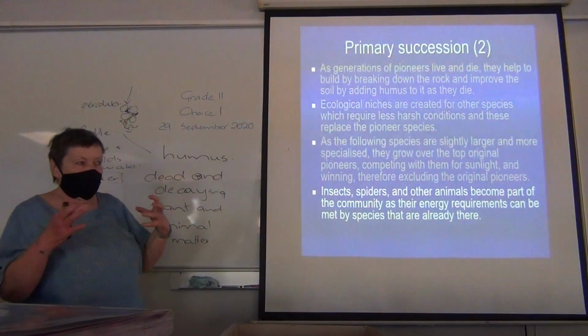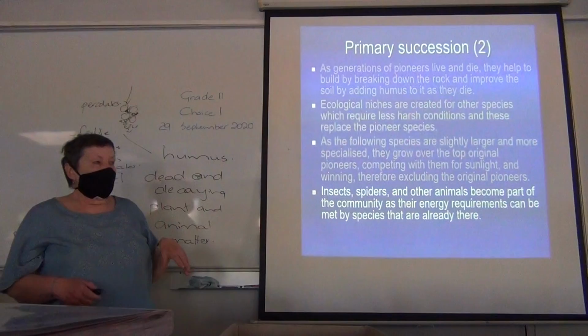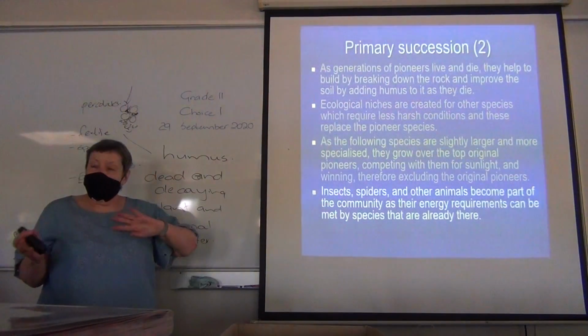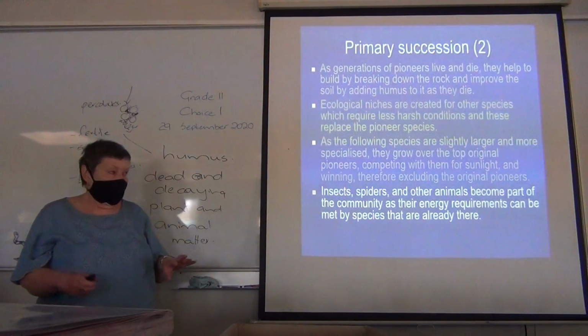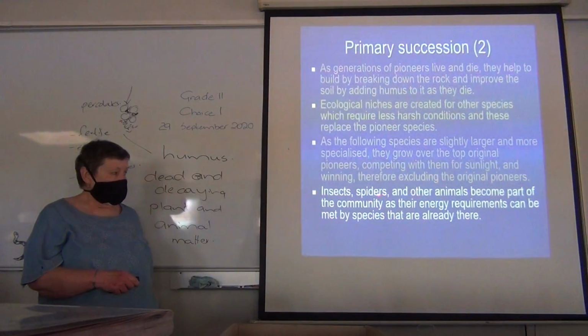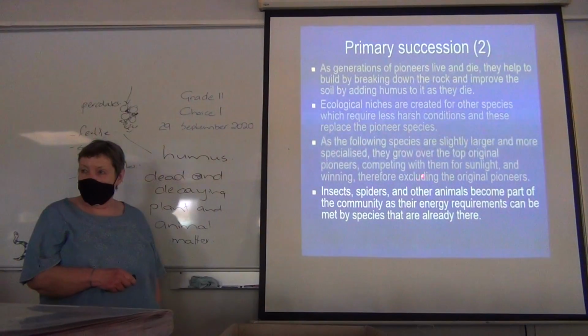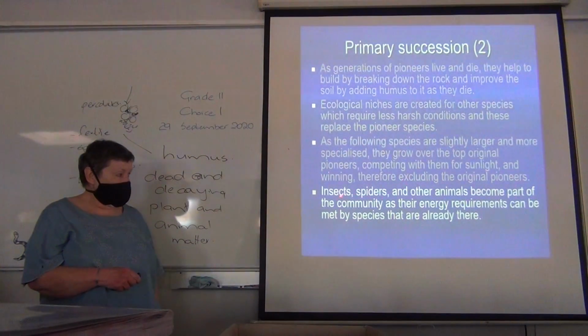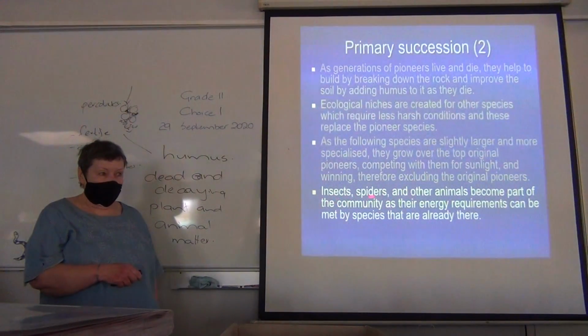Now there are all sorts of plants growing there, and because there are all sorts of plants growing there, there are places where little animals can live. So insects and spiders. Now one of my grade 8s has just given me an example of an insect called a spider. Insects and spiders are two different things.